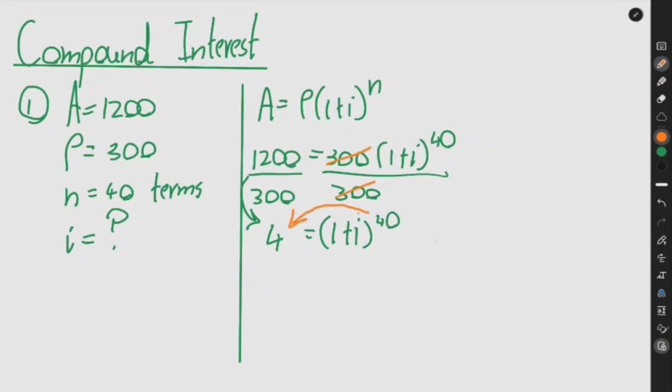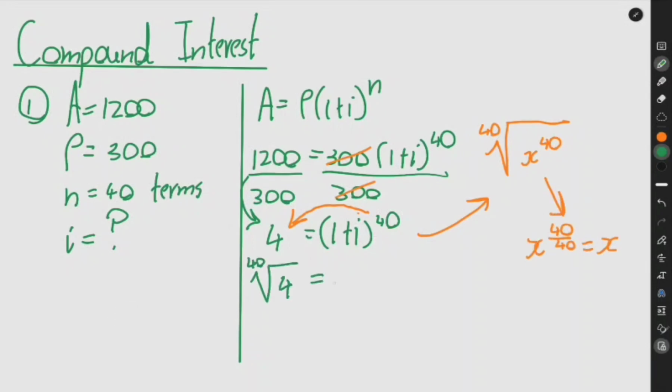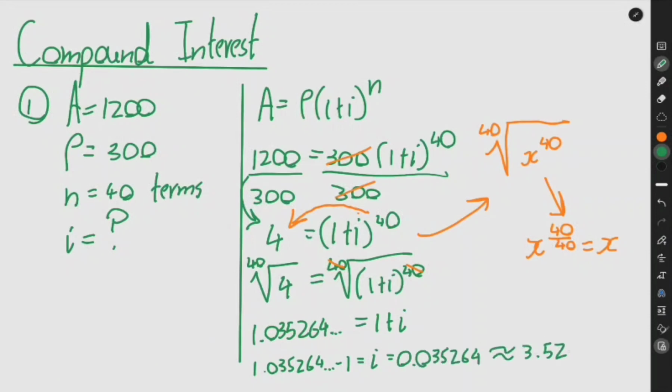Note that the 40th root of x to the power of 40 is simply x to the power of 40 divided by 40, which is just x. This operation gives us the 40th root of 4, which is 1.035264, and so on. Take the 1 over, and we get I.